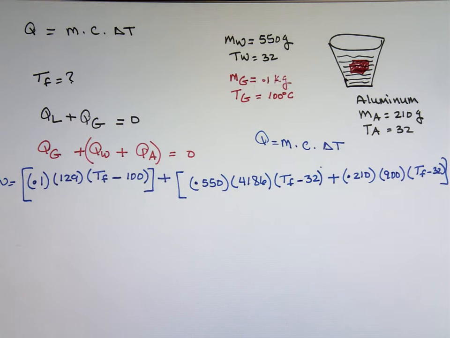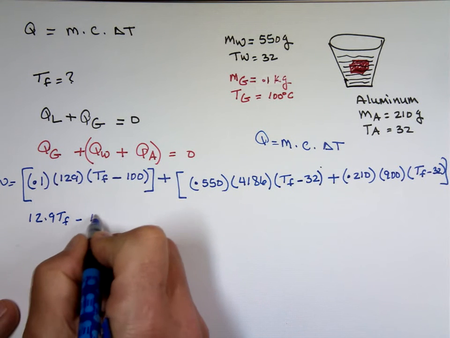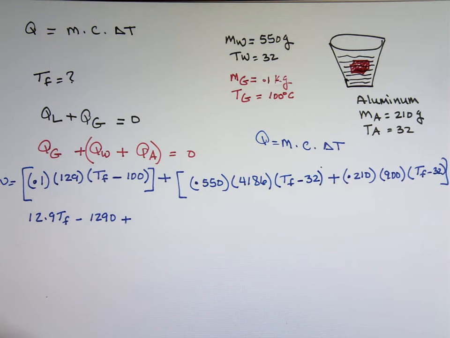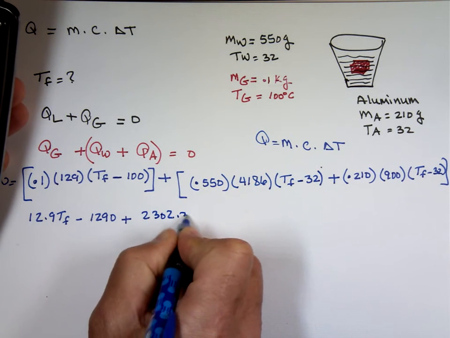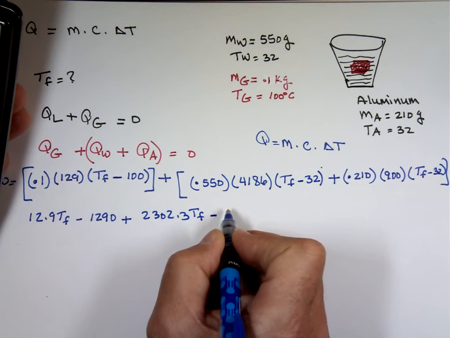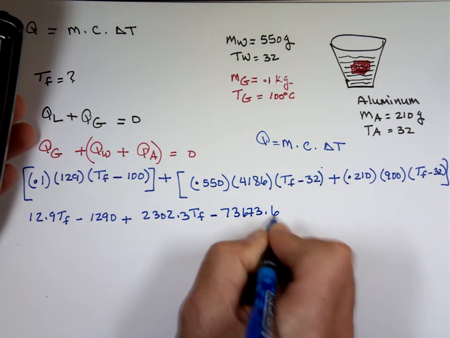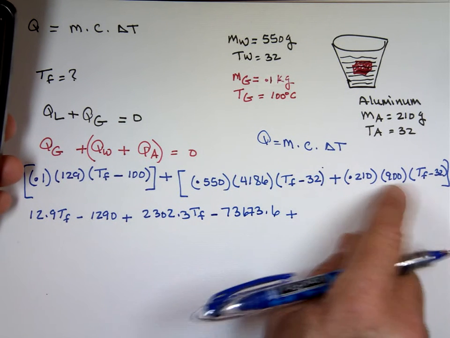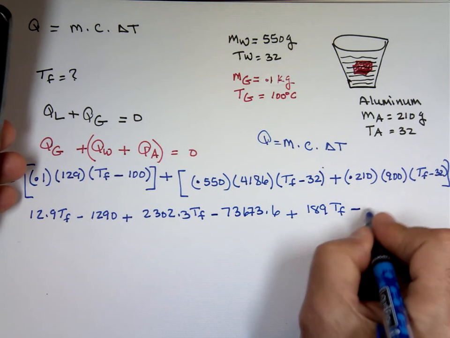Now you just got to do the math. 12.9 TF minus 1290 plus, let's see what that number here, 0.550 times 4186 minus 73673.6 plus 0.2 times 900 times TF, that's 189 TF, minus 6048 is equal to 0.